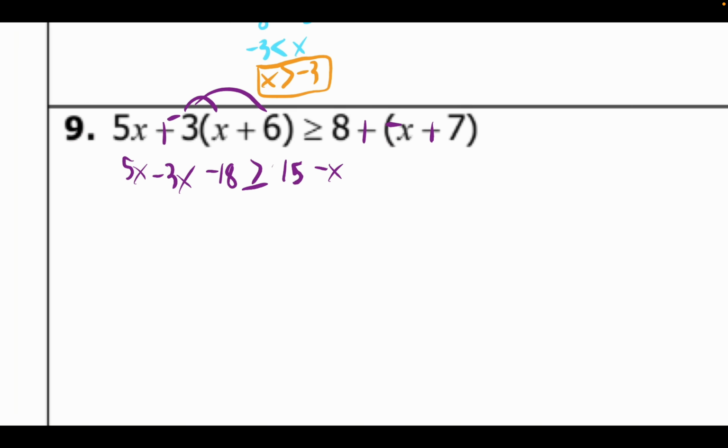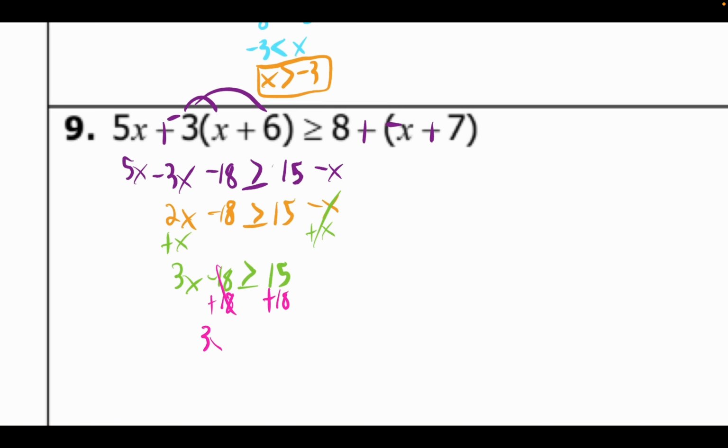Continuing to combine like terms on the left side, I get 5x minus 3x is 2x minus 18 is greater than or equal to 15 minus x. So now I'm going to go ahead and add x to each side to move my x's together. I get 3x minus 18 is greater than or equal to 15. Since all my variables are on one side, I want my numbers on the opposite side, so I add 18 to move my numbers to the opposite side of the variables. My apologies on that. 3x is greater than or equal to 33.